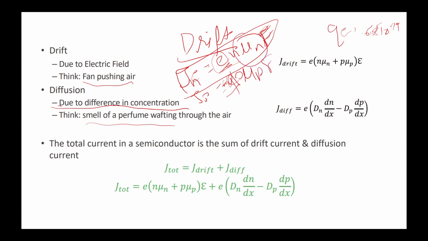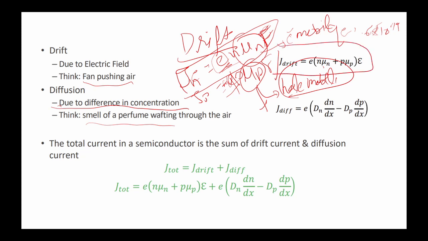These mu n and mu p are nothing but the mobilities. This mu n is the electron mobility, and this is the hole mobility inside a semiconductor. So the total drift current is given by the electron current plus the hole current. This is the electron current and this is the hole current, and the diffusion current is given by this equation.